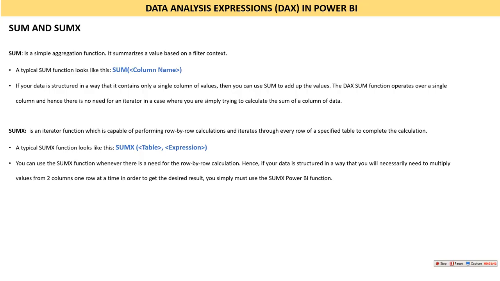And the SUMX function is an iteration function which is capable of performing row by row calculations. The simple difference between SUM and SUMX is just this: SUM operates on a single column, while SUMX operates on a row by row calculation. You can use the SUMX function whenever there is a need to calculate row by row. That is, if your data is structured in a way that you will necessarily need to multiply values from two columns, one row at a time, in order to get the desired result, you will definitely need to use the SUMX function.